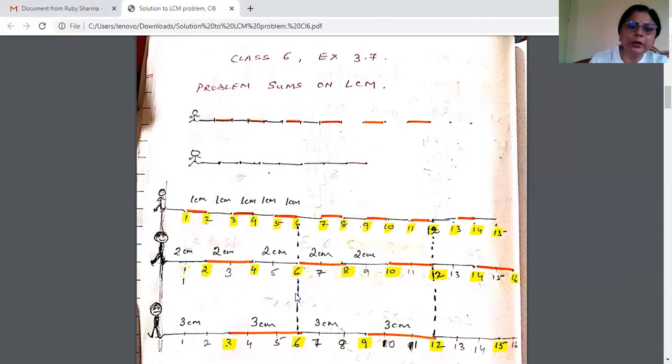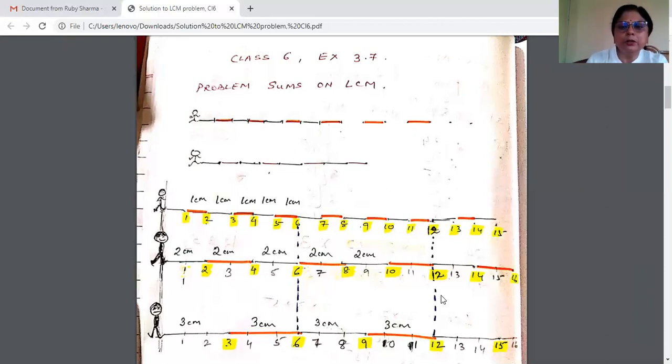So what are you observing? He will be crossing 6 centimeters at one point of time. He will also be crossing 6 centimeters, and he will also be stepping on this 6 centimeters, isn't it? So what is 6 actually? It is a multiple of 1, of 2, and of 3. There are many multiples for 1, 2 and 3, but the common multiple of the three of them is 6. So at 6 centimeters, they will be covering complete steps.